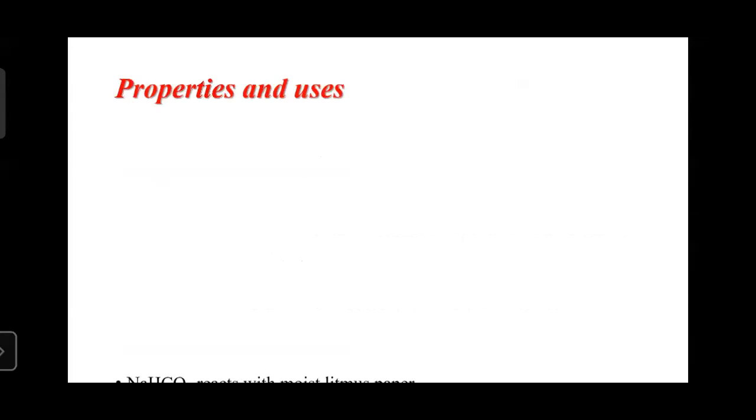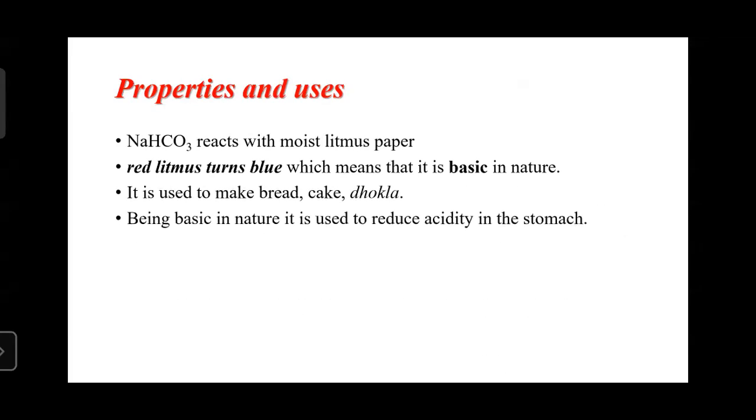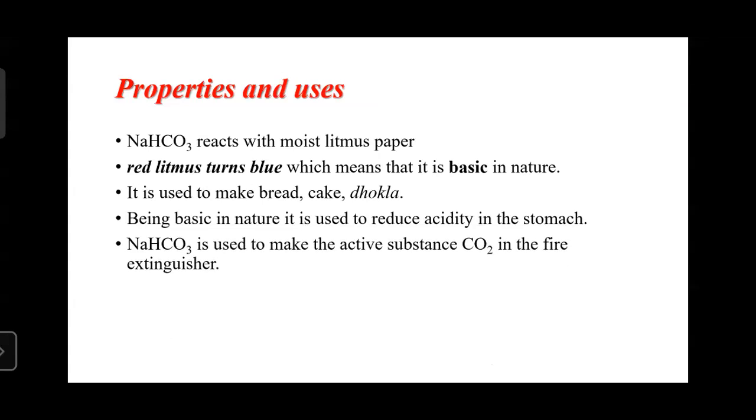Now, properties and uses. NaHCO3 reacts with moist litmus paper, red litmus paper, which means it is a basic solution. It is used to make bread, cake, dokla. Being basic in nature, it is used to reduce acidity in the stomach. So everyone knows about this baking soda. NaHCO3 is used to make the active substance CO2 in the fire extinguisher. Baking soda is used to clean the oven also.